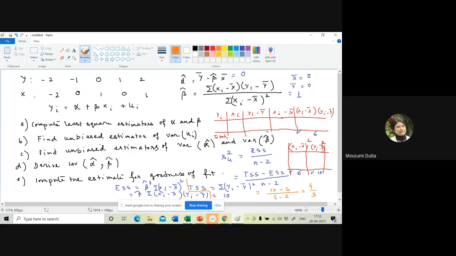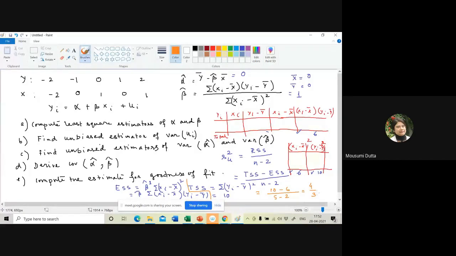If anyone is facing some problem, as I mentioned, the board is so small that it becomes very difficult to place things. Ma'am, variance of ui you said 4 by 3? Yes, 4 by 3.